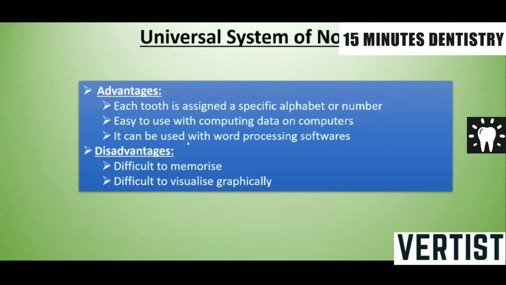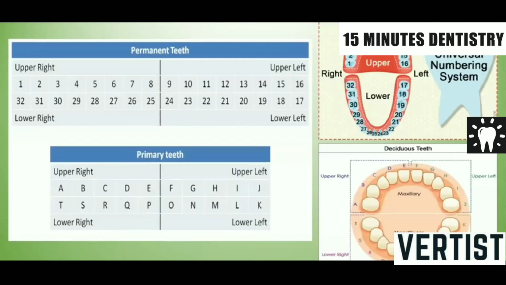So they have some advantages and disadvantages. Each tooth is assigned a specific alphabet or a number. It is easy to use with computing data on computers, and it can be used with word processing software. The disadvantages are that it is difficult to memorize and difficult to visualize graphically. The first is the universal numbering system. Now here you can see the permanent teeth and the primary teeth.